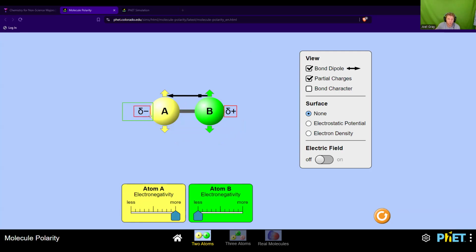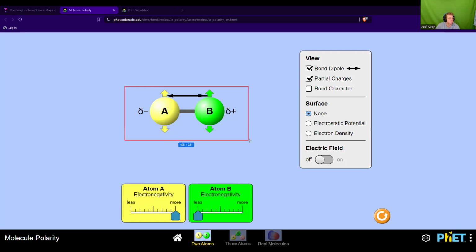Atom A, being more electronegative, has what's known as a partial negative charge. The reason for that is because it has a larger amount of electrons. Atom B, on the other hand, has a partial positive charge. So its electrons are a little bit fewer, or its claim to those electrons is lower.